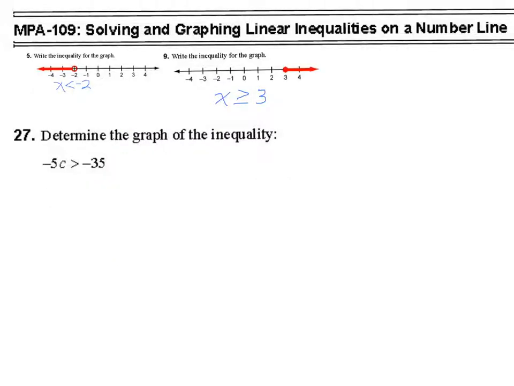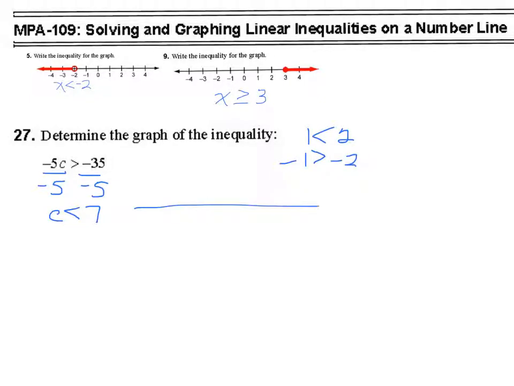This time we're going to have to solve for c before we can graph it, so I need to divide both sides by -5. And remember, when we divide by a negative, we have to reverse the inequality symbol. Here's a real quick reason why. If we look at 1 and 2, 1 is less than 2, but if we look at -1 and -2, -1 is greater than -2. So that relationship changes when we divide by a negative.